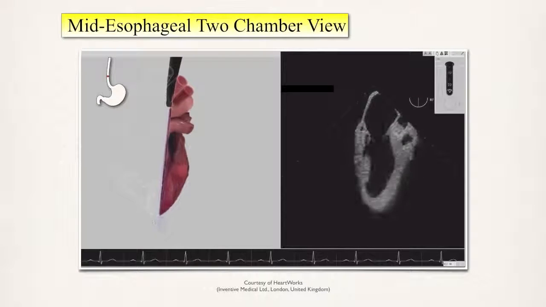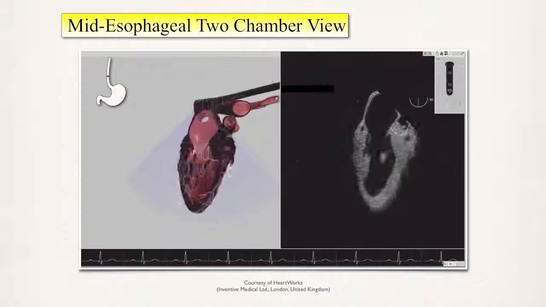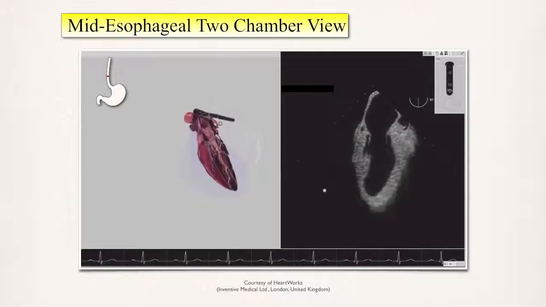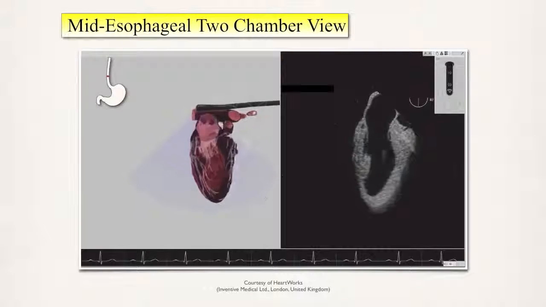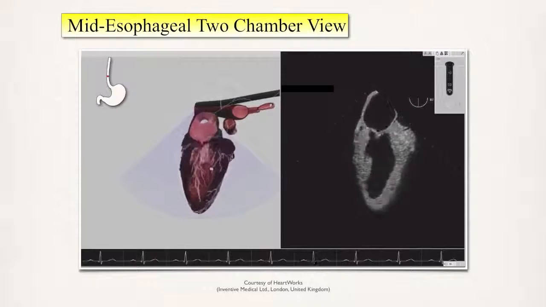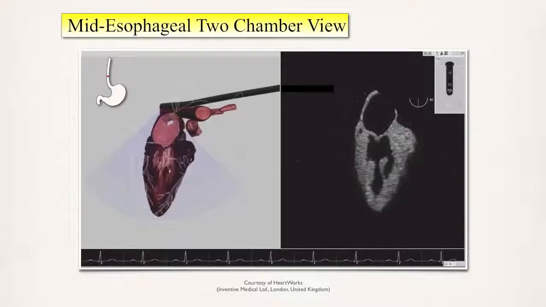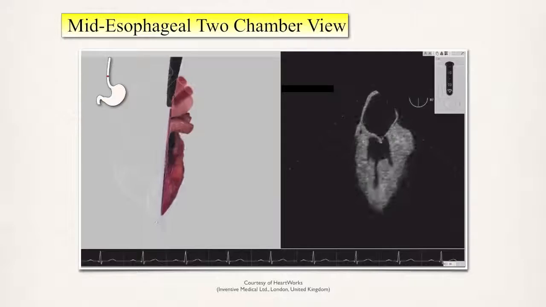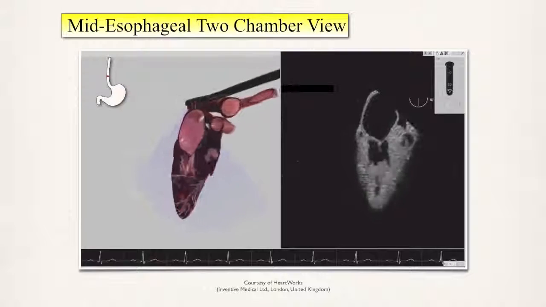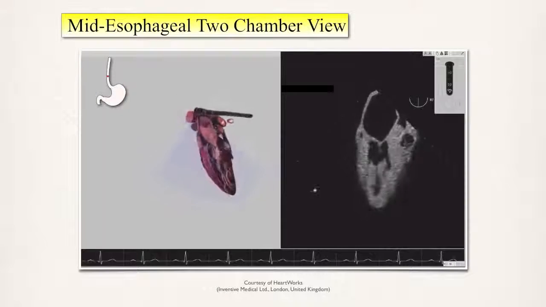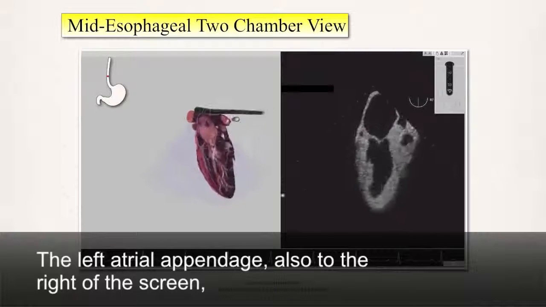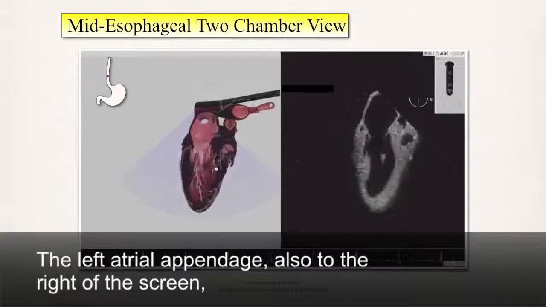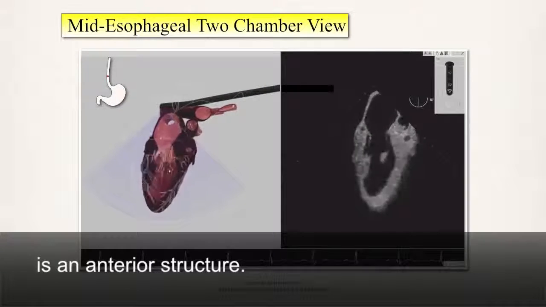Further inspection of the mid-esophageal two-chamber view can help identify some key relationships of intracardiac structures. The posterior mitral leaflet is to the left in this image, while the anterior mitral leaflet is to the right in this image. This can be remembered by realizing that the left atrial appendage, also to the right of the screen, is an anterior structure.